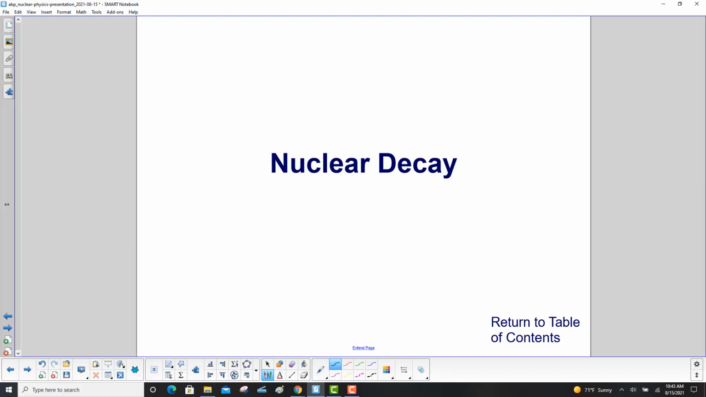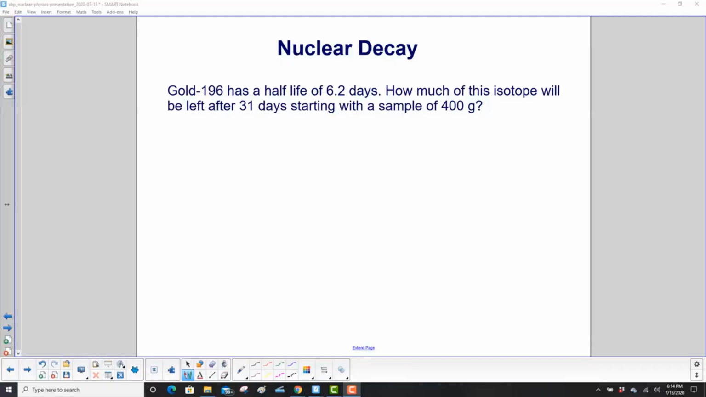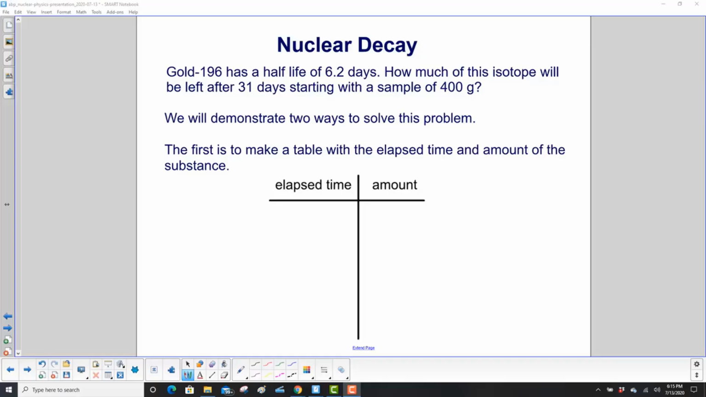Nuclear decay. Gold 196 has a half-life of 6.2 days. How much of this isotope will be left after 31 days, starting with the sample of 400 grams? We'll demonstrate two ways to solve the problem. One is the brute force method.